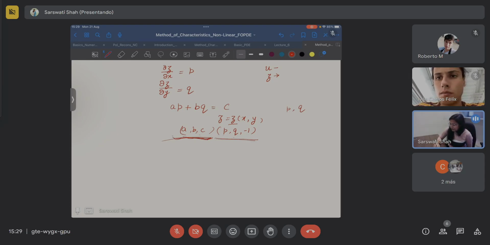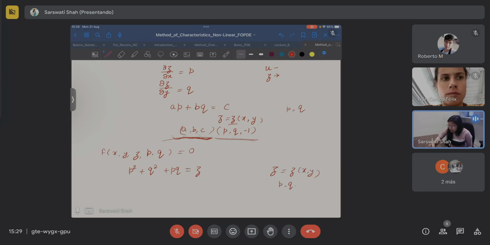However, if this is your first order PDE and it is non-linear, say p squared plus q squared plus pq equals z, again the solution will be of this form, is it not? And what will be the normal to that solution? The normal to that solution will be this. However, if we express it in this form, then this function will depend on p and q, because this is not linear in p and q.